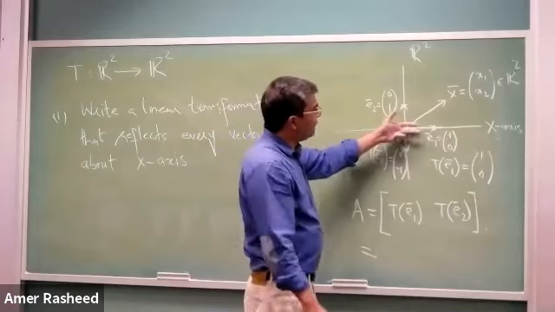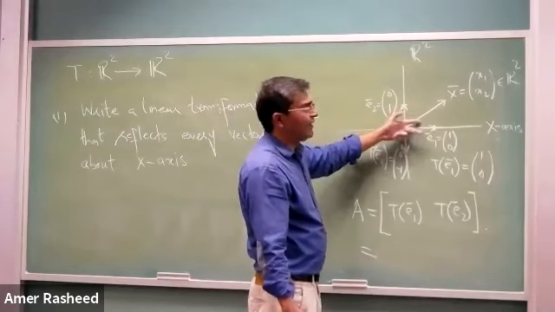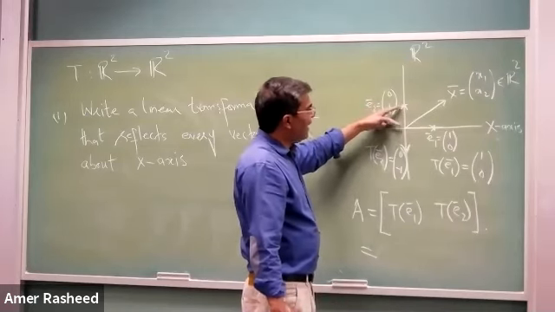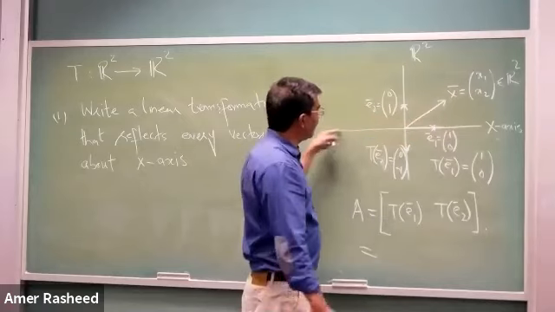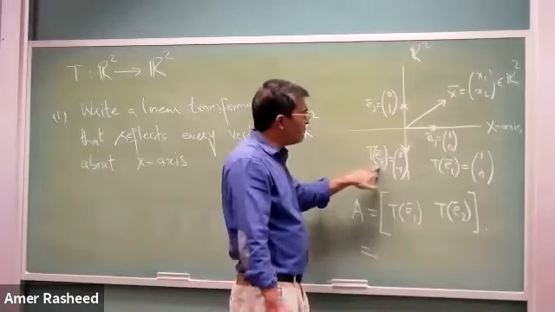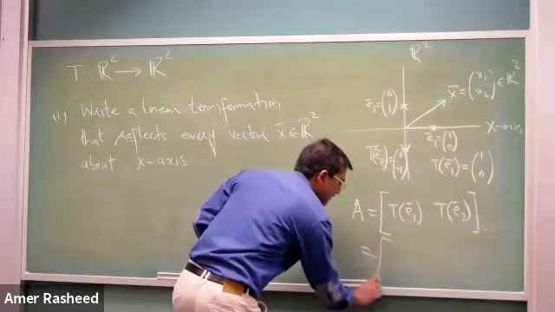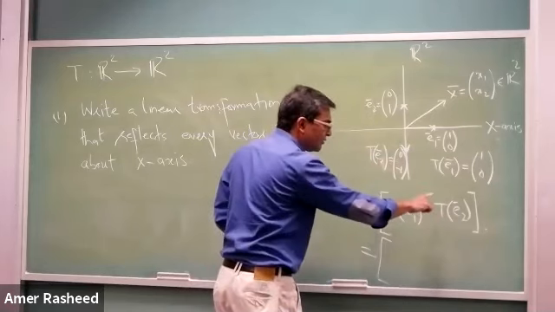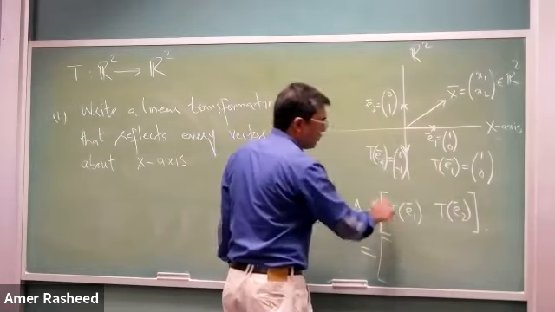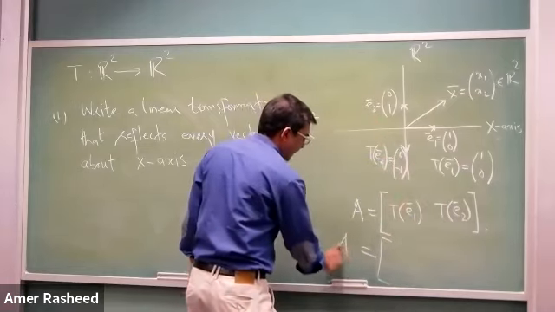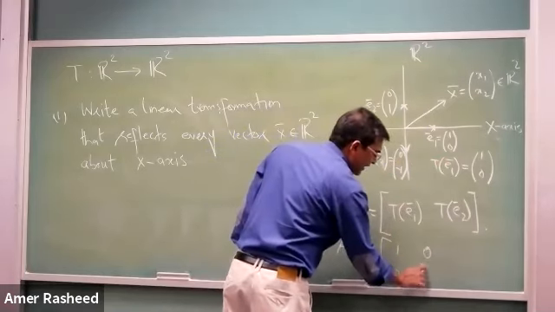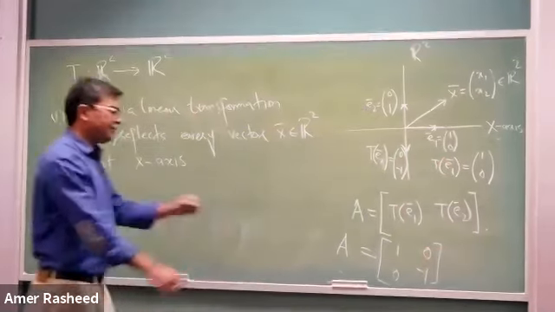So this is your E1. When we take its reflection about the x-axis, it will not change. This is your second unit vector E2. If we take its reflection about the x-axis, it will come here, and it will become 0, minus 1. So this is what the transformation is doing. We see the images of these unit vectors, and we put them in the matrix A. The first is 1, 0, and the second one is 0, negative 1. This is your standard matrix.